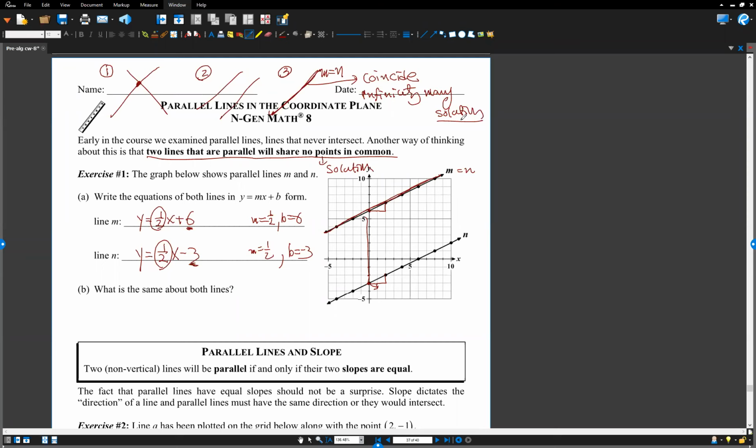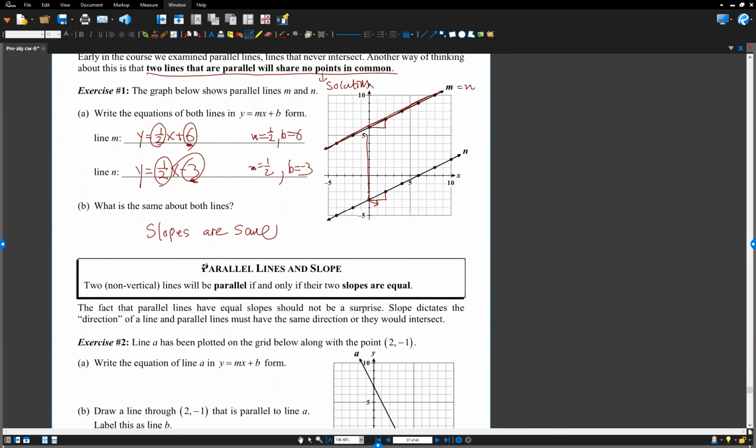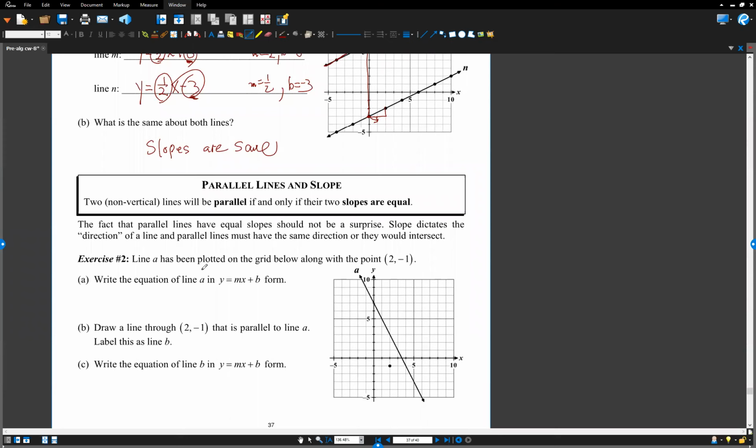So when you have two lines, there are three different cases: one solution, no solutions, or infinitely many solutions. What is the same about both lines? Slope is the same, because they are parallel. But in this case, the y-intercept should be different. Yep, slopes are equal, they are parallel, okay?